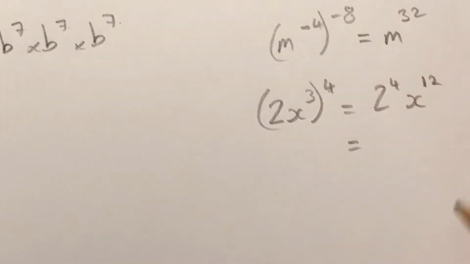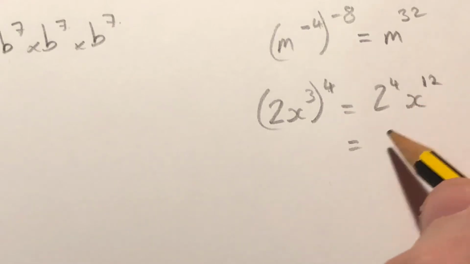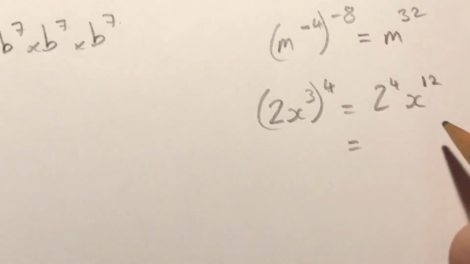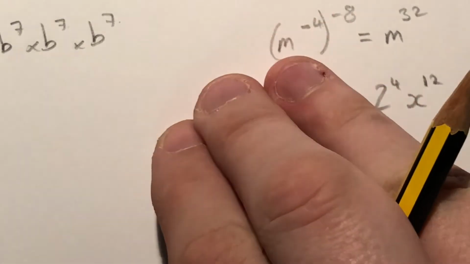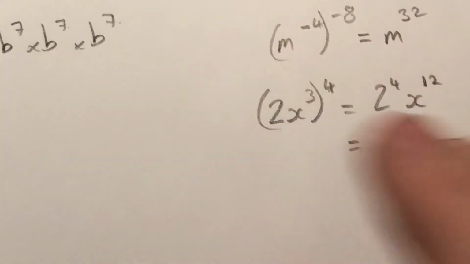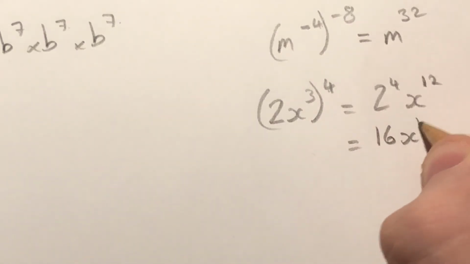We should really work it out. So remember, 2 to the power of 4 is 2 times 2 times 2 times 2. Well, 2 times 2 is 4, times 2 is 8, times 2 again gives us 16. So 2 to the power of 4, 16, x to the power of 12.